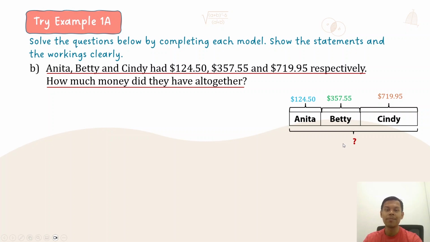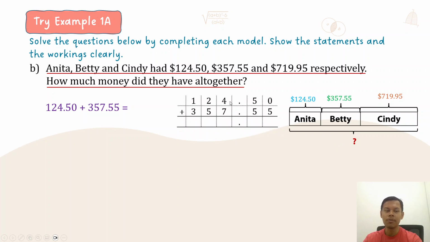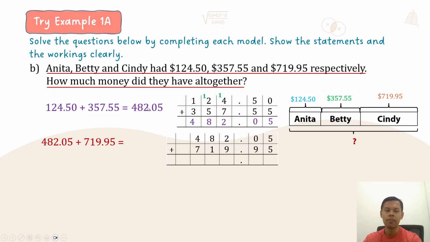What do we need to do? Yes, we just need to add all together. Okay, make sure you add accordingly. Since we are learning about money, make sure to put the decimal at the correct place. Just add one by one. If you have carried over, make sure you write down the working properly. So this is only one part, and then we are going to continue to add the second part.